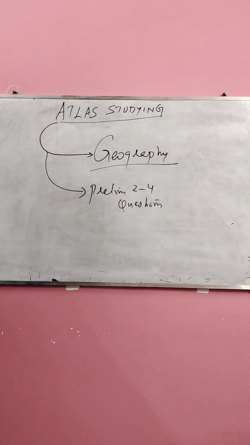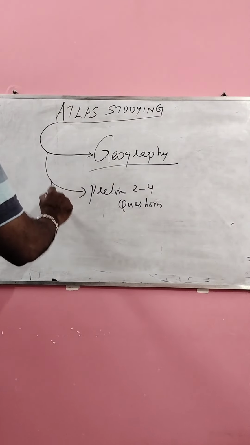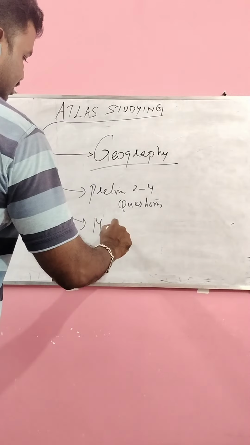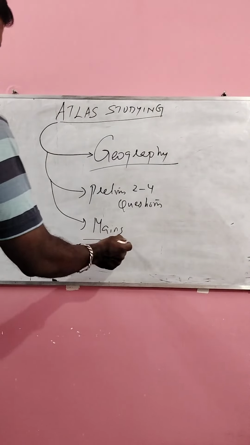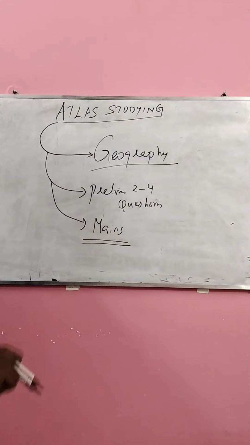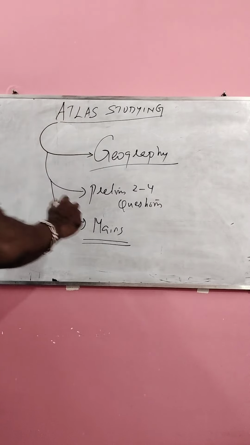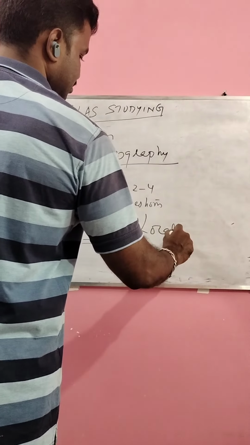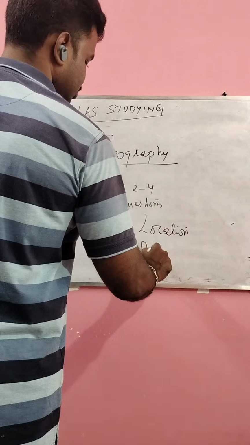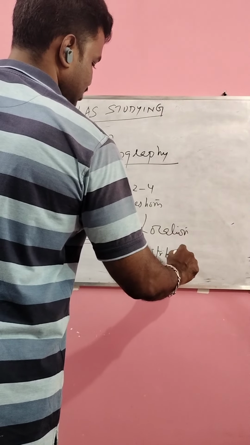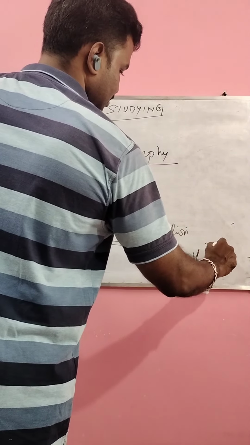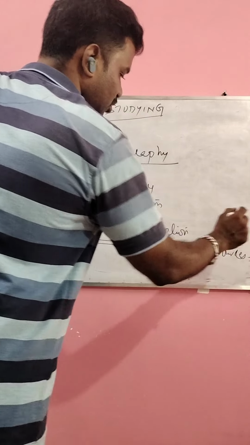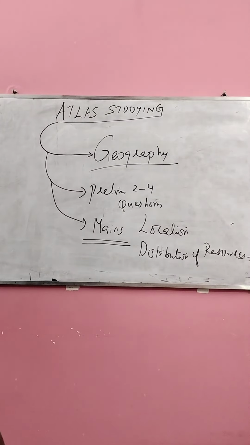Apart from this, knowledge obtained from atlas studying for geography is applicable for the mains examination. You can take a look at the topics under GS paper 1, subject geography: location factor, distribution of natural resources. Here also atlas studying is very important. So the main, major subject for which you have to study atlas is the geography subject.